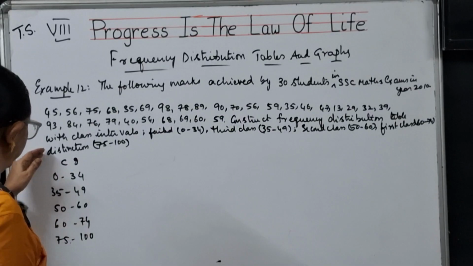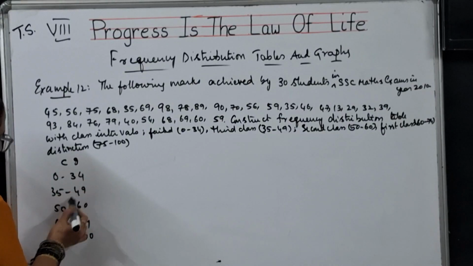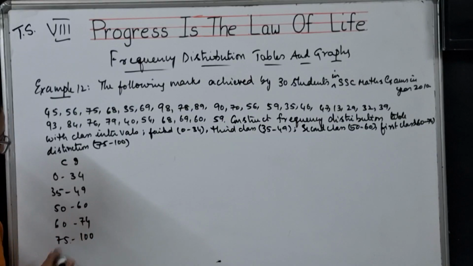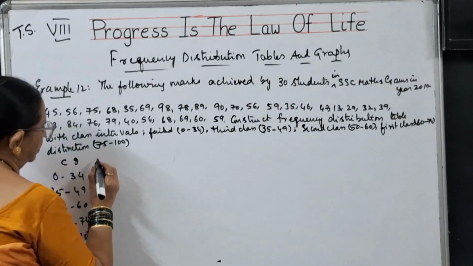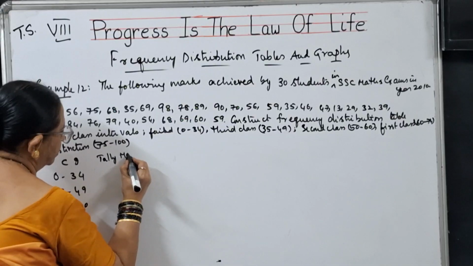So class intervals are given here. See children, these are all inclusive. But here, only exclusive they have given. It's a mixed one they have given as class intervals. So the next topic is here, you need to put tally marks.